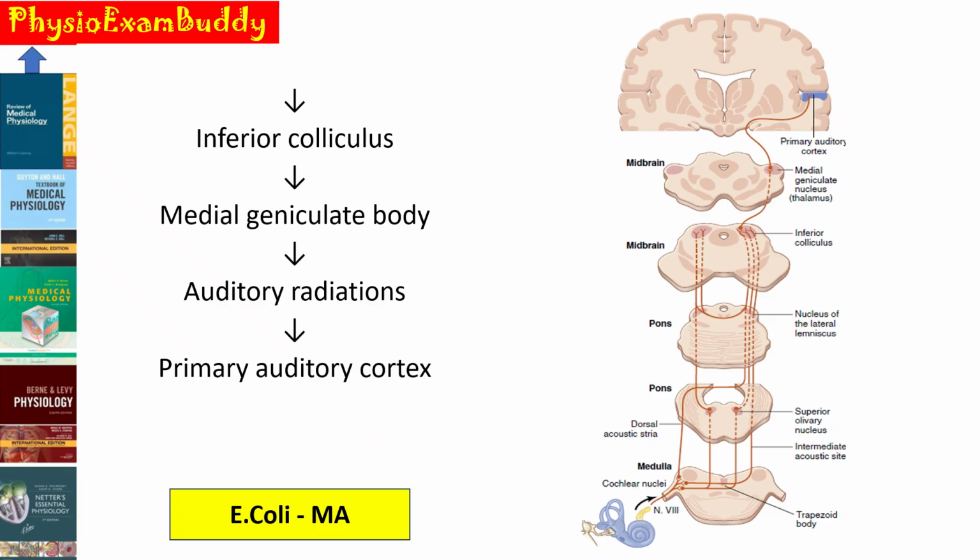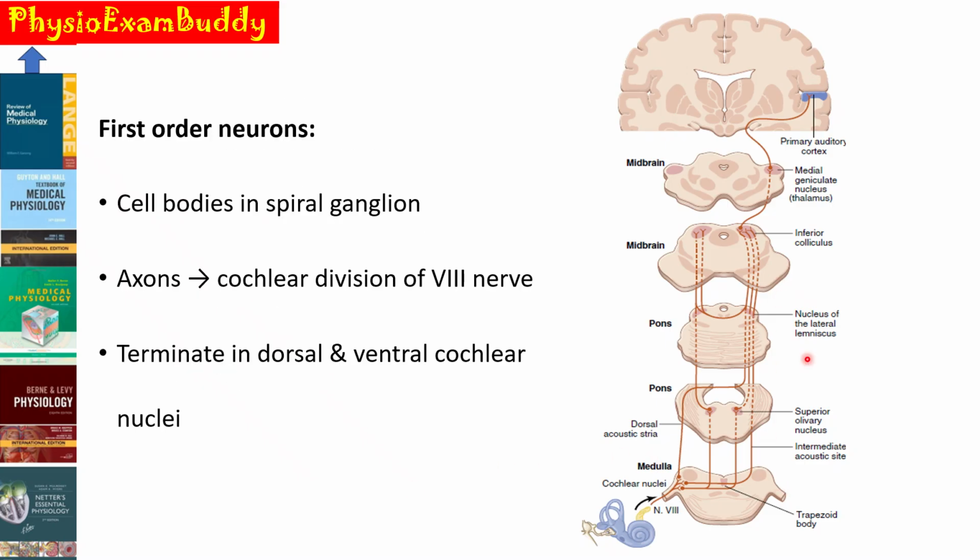Now we will study in detail the auditory pathway. So this is the diagram you are supposed to draw when the auditory pathway is asked. This pathway starts from the auditory receptors, which are the hair cells in the organ of Corti, whose cell bodies give rise to the spiral ganglion, and from the axons arises the cochlear division of the eighth cranial nerve. And this eighth cranial nerve will finally terminate in the medulla, in the dorsal as well as in the ventral cochlear nuclei.